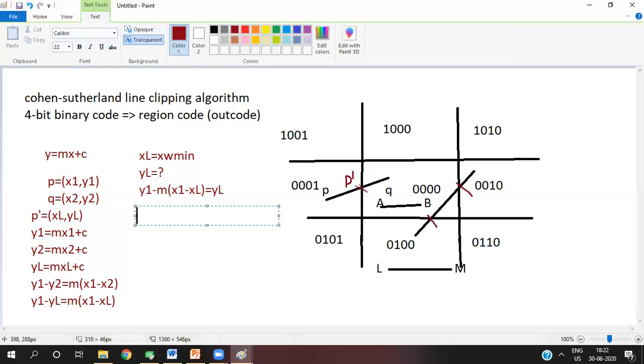Similarly, can I write for yr point as well? Right hand side, yr point. This is the right hand side. Okay, what is known to you? y1 is known to you. Yes. Slope of the line is known to you. Yes. x1 is known for that line, and xr is also known. What is the value of xr over here? Yes, xr is equal to xw max. xw max is the value, right? Window max. So this is about yr.